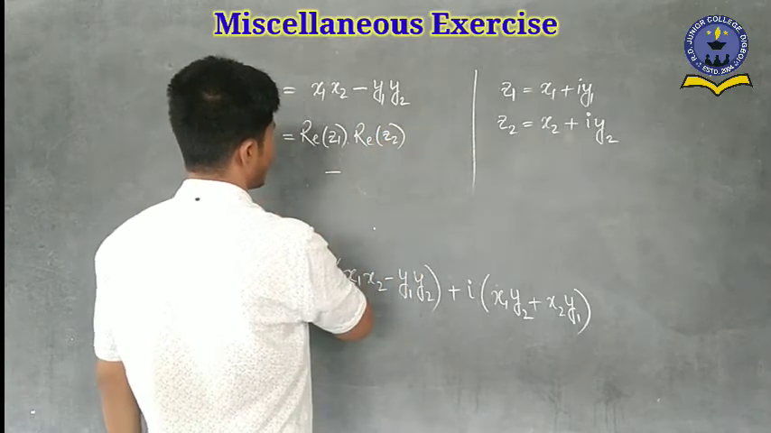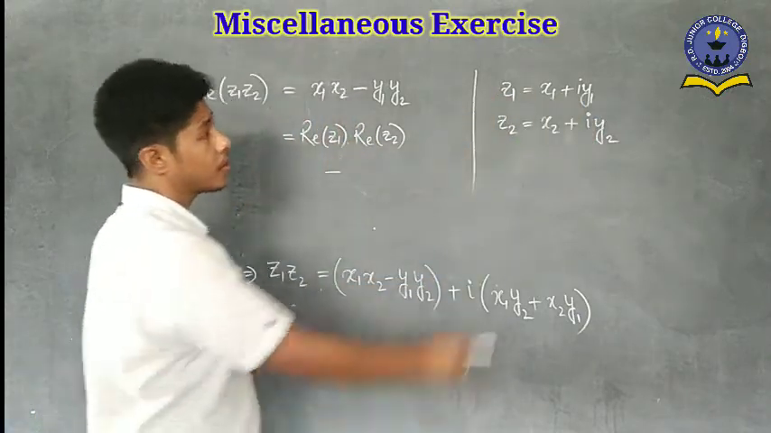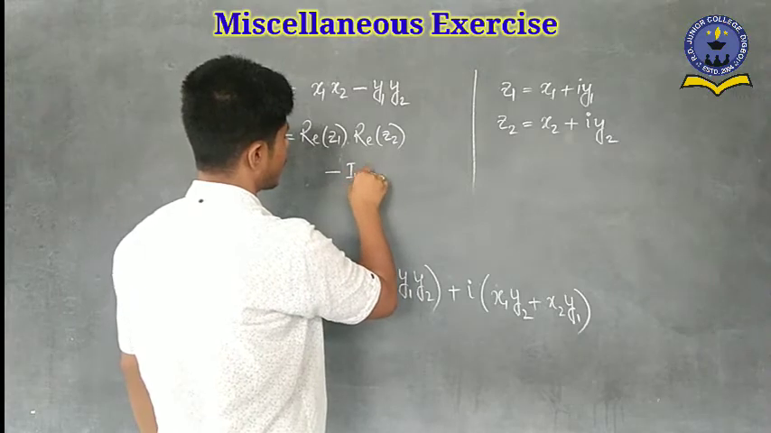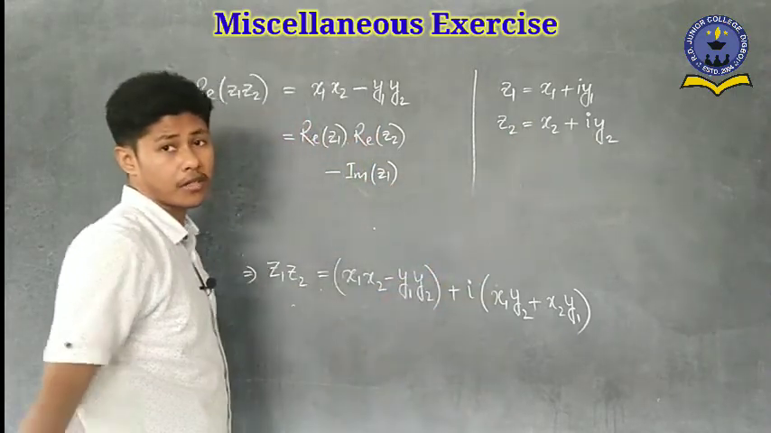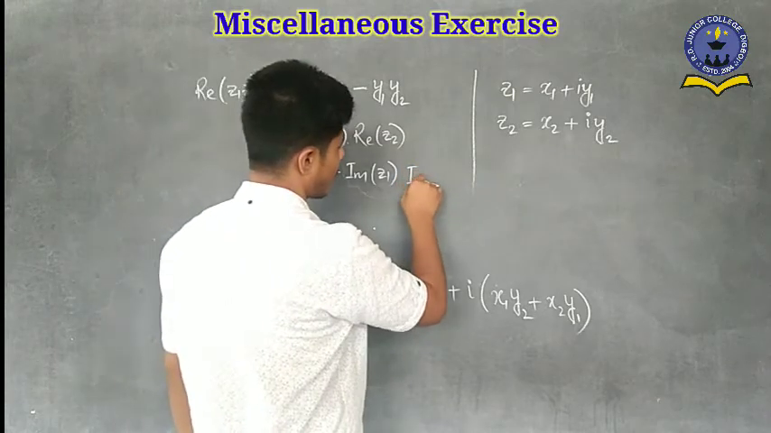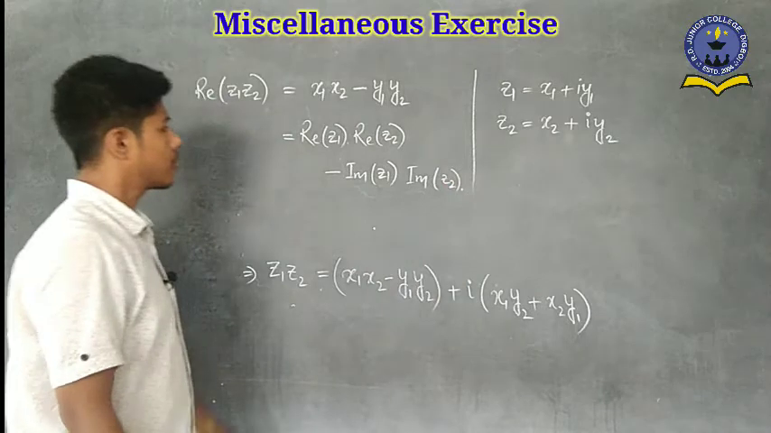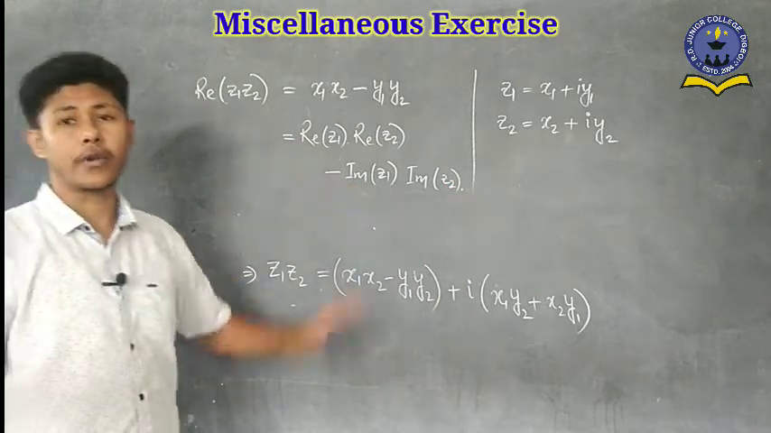Is it clear? Minus, now here y1. y1 means the imaginary part of z1. So that's why we have to write here imaginary part of z1. And y2 is what here? The imaginary part of z2. So we have to write this one as imaginary part of z2. Is it clear? So I think this one is our proof, and we needed to prove this result. So here we get the proof.